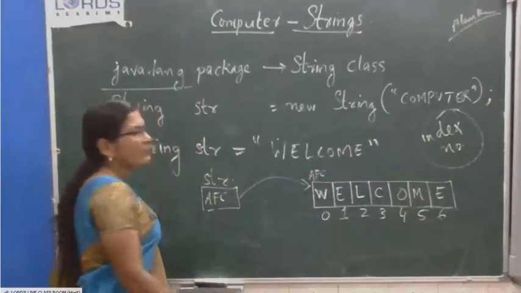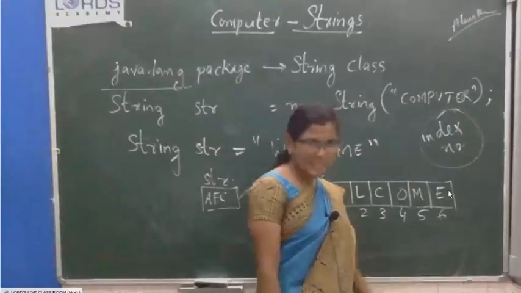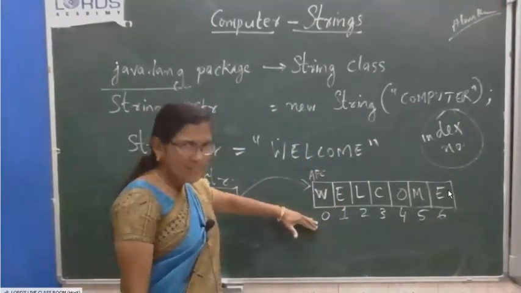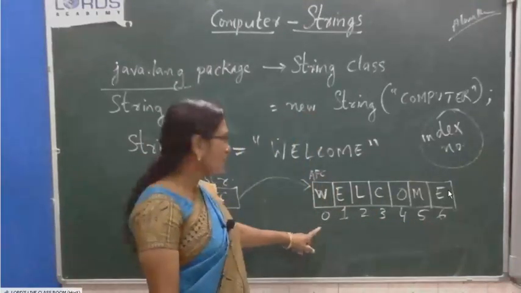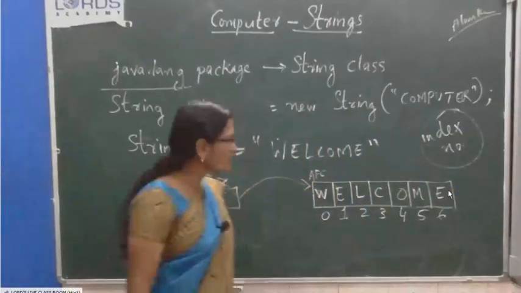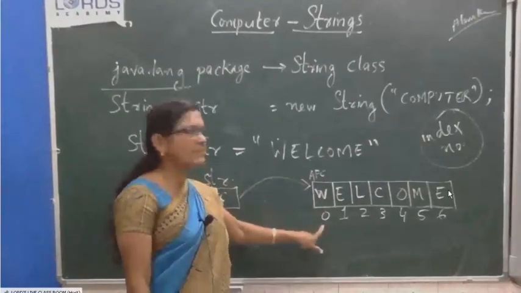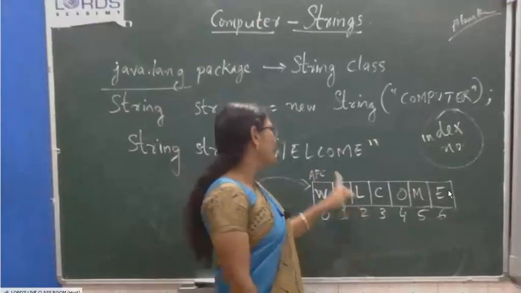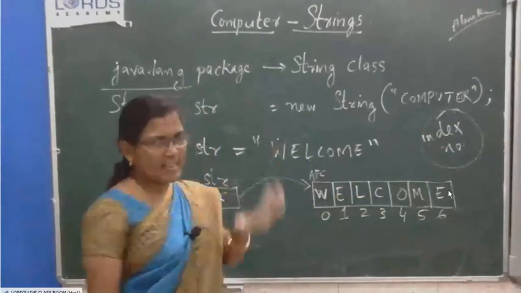And to access the characters at different locations, a number is given for each storage location starting from 0 onwards. This number is known as index number. So, the index number of the first character of the string is 0, second character 1, third character 2, and like that it goes.